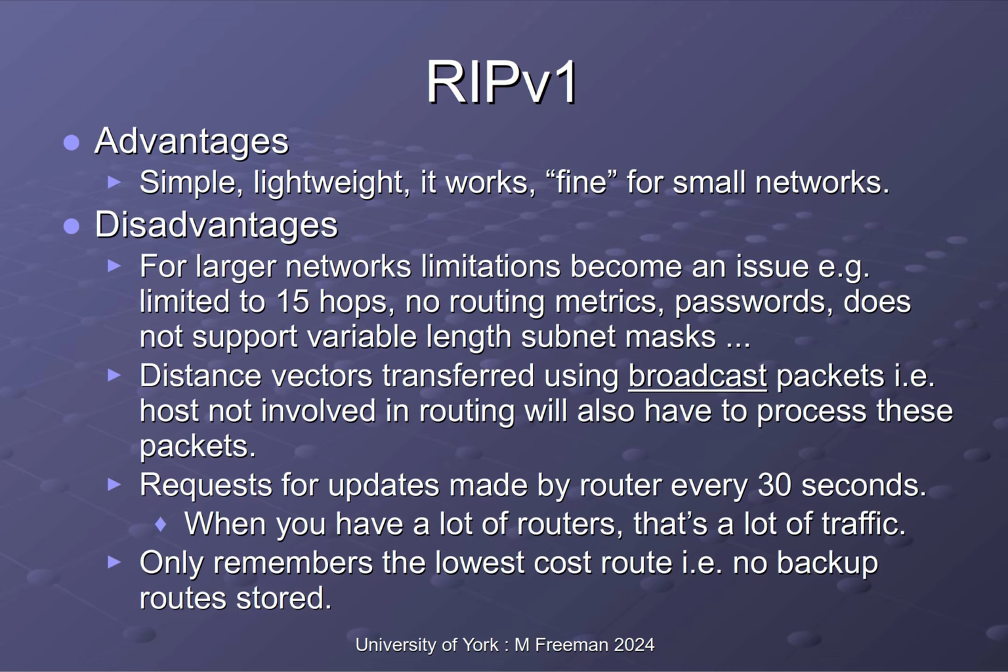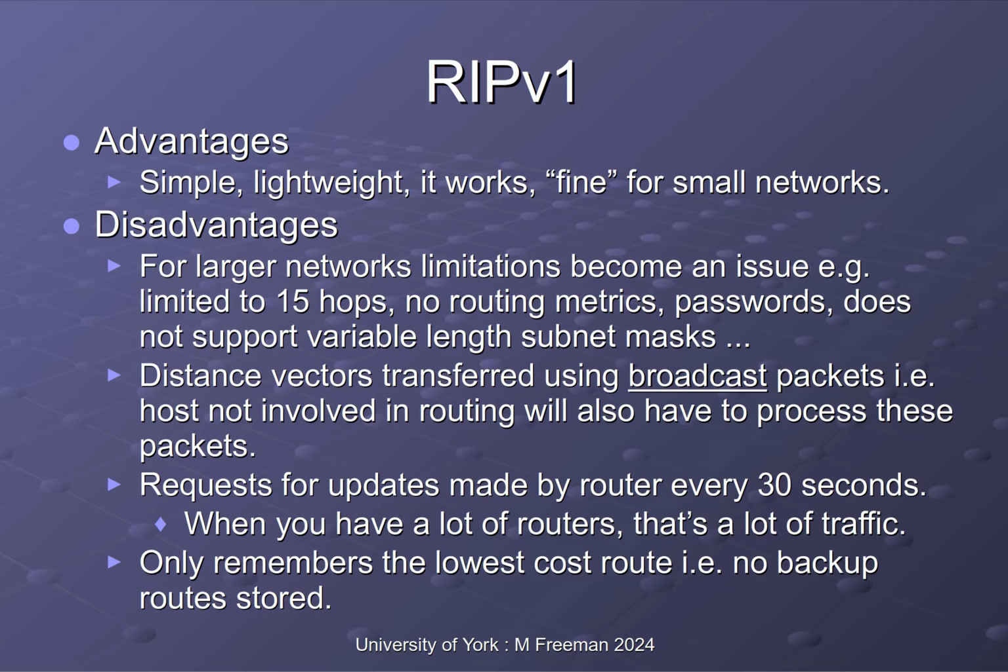Some other limitations, as we saw in the previous example, RIP doesn't remember alternative routes. So if it was to receive distance vectors from other routers advertising other paths to the same point, it would only remember the best one with the shortest number of hops. Which is okay, but you're losing that other information. You're not remembering those alternative routes.